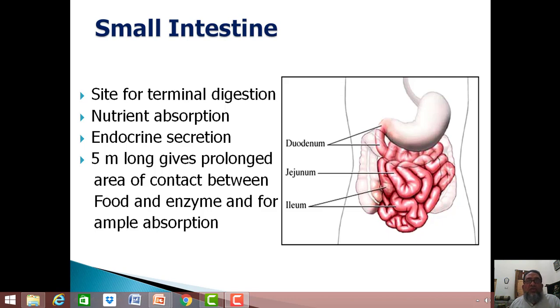This slide will tell you the functional aspect of the small intestine. The small intestine is the site for terminal absorption and nutrient absorption, and endocrine secretion. Being 5 meters long gives a prolonged area of contact between food and enzymes for ample absorption. Because it is about a 5 meter long tube, and this area is concerned with terminal absorption, there are certain modifications in the histology of the mucosa, discussed in later slides, to increase the surface area for the incoming nutrients and the area of contact.